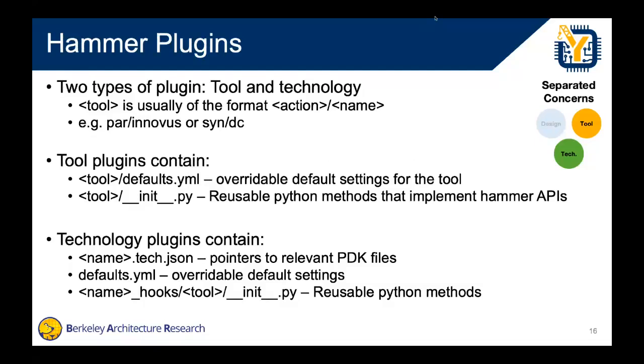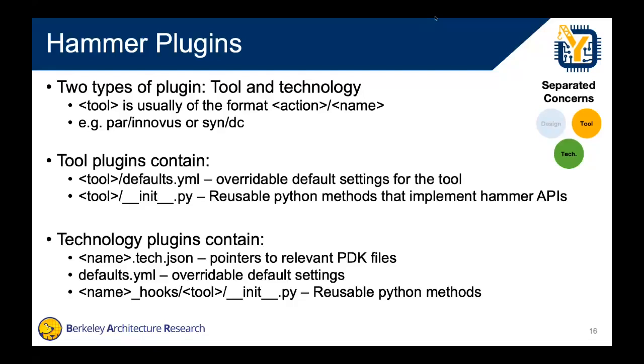And these all contain a pretty standard set of things. We have this defaults.yml, which is basically a list of IR variables or settings that you can set for the tool. That's also where the documentation lives. It says what this parameter does and how you can set it, or the possible settings that you could override it to. And then the core chunk of it is this __init__.py file, which is basically the reusable Python methods that translate from a specific Hammer API to Tcl code.